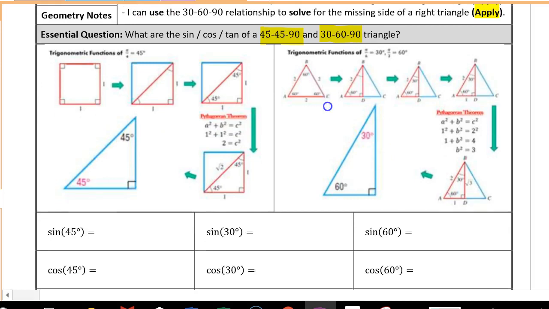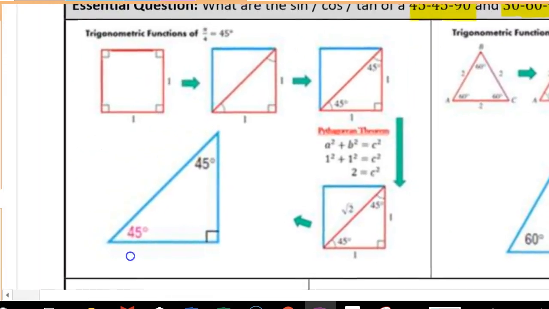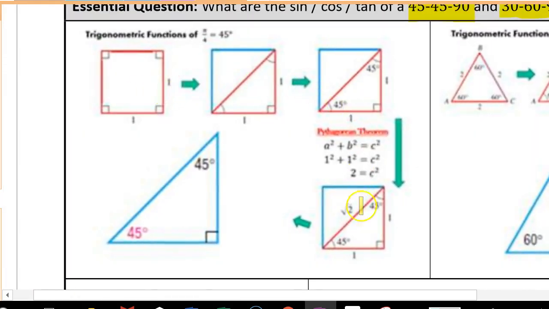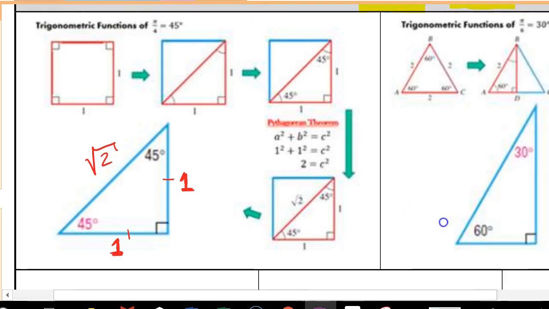So looking at 45, 45, 90, I gave you a little proof as to how this actually works out. We take a square, we throw a diagonal across it. That makes both of these angles 45, since half of 90 is 45. I can use my Pythagorean theorem to find the hypotenuse, which ends up being the square root of 2. So a 45, 45, 90 triangle has side lengths 1 and 1, opposite the 45-degree angles. That makes sense that they're congruent because the angles are congruent. And the hypotenuse is going to be the square root of 2.